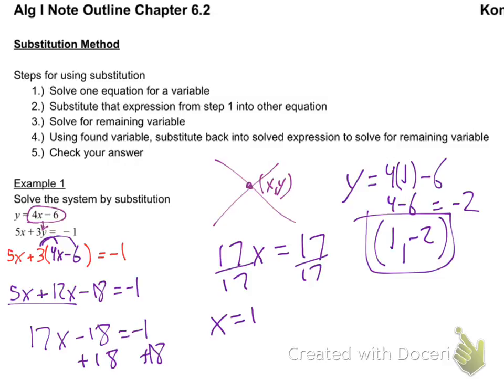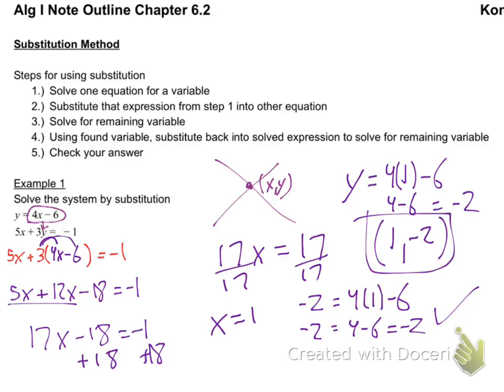You plug it where? Into the original equations. Can I just check it in one of them? Yeah, because if one doesn't work. No, you got to check both. But if one doesn't work, then you don't have to go any further. So, here we go. Negative 2 equals 4 times 1 minus 6. Or negative 2 equals 4 minus 6, which is negative 2. Check. Left-hand side equals right-hand side. We're good to go.